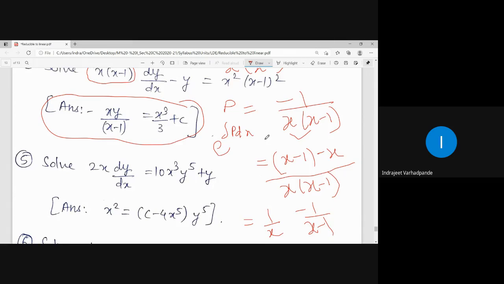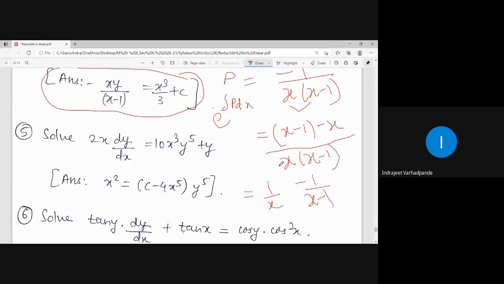Yes, sir. Both terms will contain log, so the log cancels, right? e to the power log x, e to the power log x minus log of (x minus 1). And what is log m minus log n? Log of m by n. So you get the answer as x upon x minus 1. Clear? Yes, sir. Kindly simplify it.